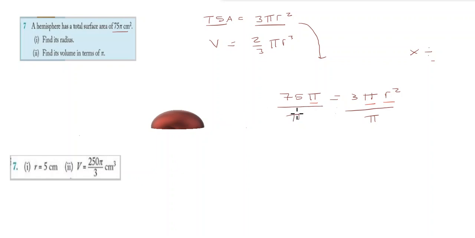So what's going to happen then is pi will go into pi once, like that. Pi will go in here once, and pi will go in here once. So then what you have is 75 multiplied by 1, which is 75. And it's technically 75 multiplied by 1 over 1, but you can just write that as 75.